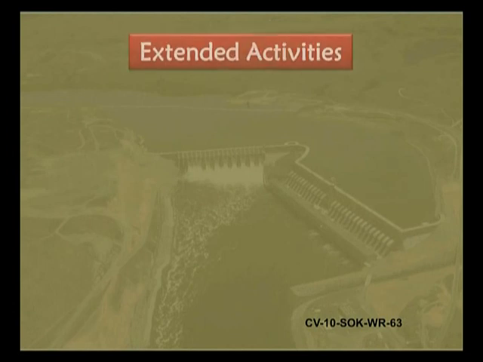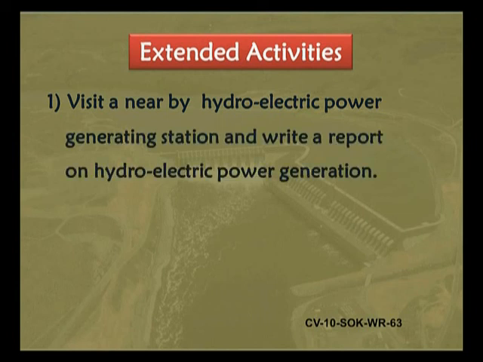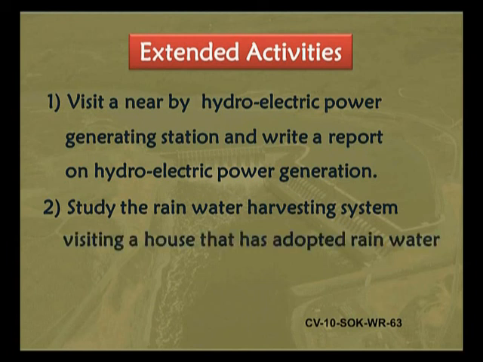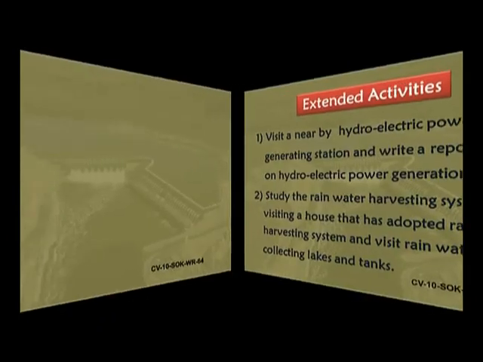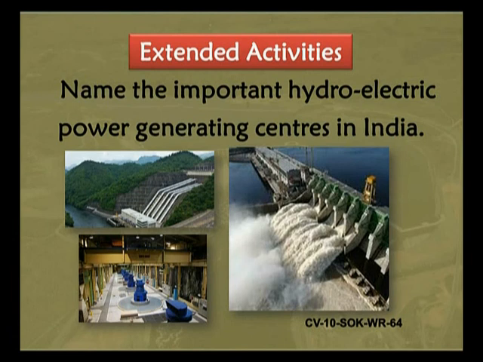Here are some interesting extended activities for you, children. Just note them down. Number 1. Visit a nearby hydroelectric power generating station and write a report on hydroelectric power generation. The second activity is to study the rainwater harvesting system by visiting a house that has adopted a rainwater harvesting system, and also visit rainwater collecting lakes and tanks. Here's another interesting extended activity for you. Name the important hydroelectric power generating centers in India.